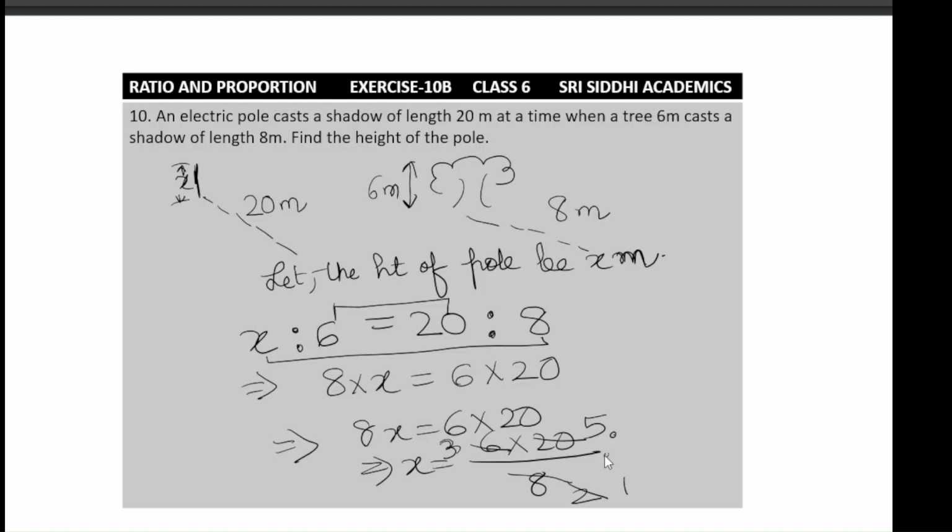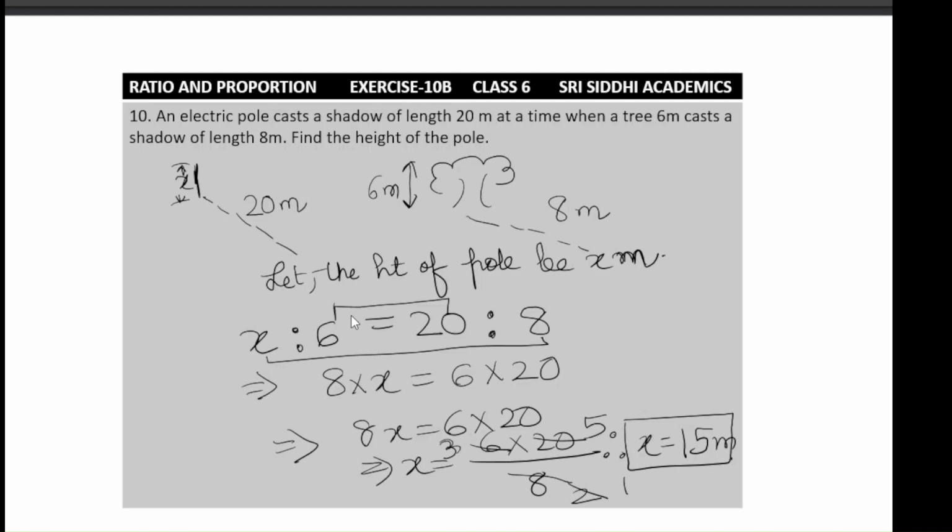So therefore, what will be the value of x now? X value will be 3 multiplied by 5, which is 15 meter. This is the actual height of the pole, 15 meter. So this is the answer for question number 10.